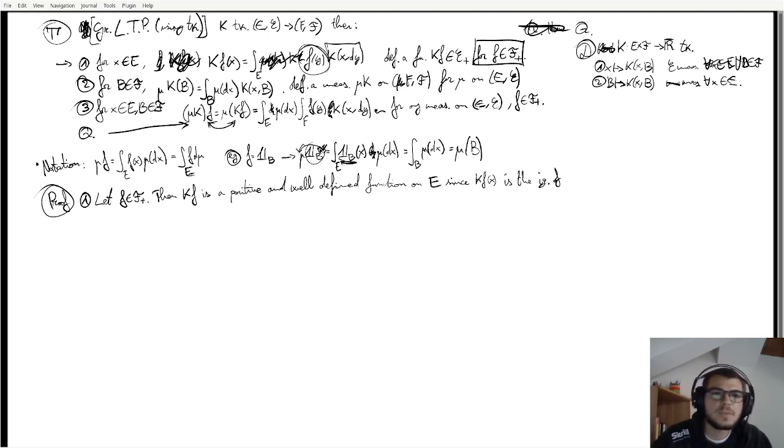So we start with the assumption that k is a transition kernel, and kf of x is the integral of f with respect to the measure which to B associates k of x and B. Now we show that kf is measurable in two steps.